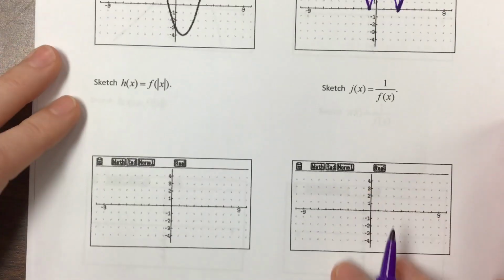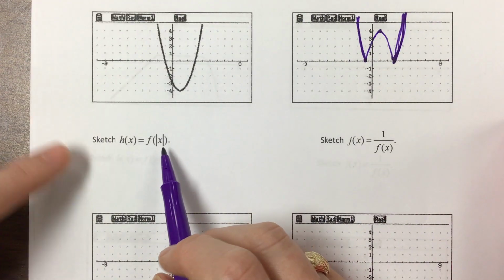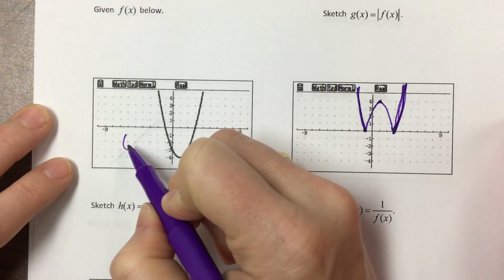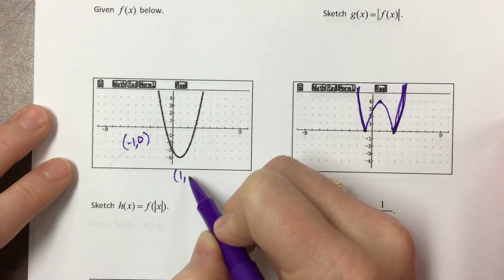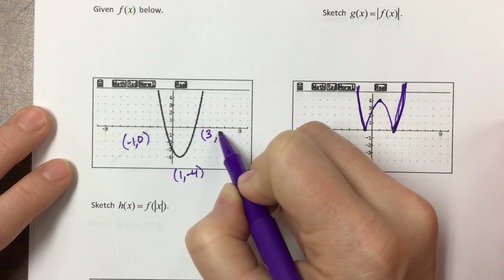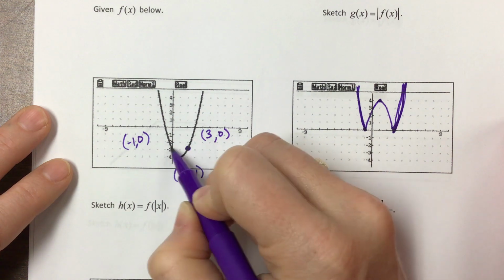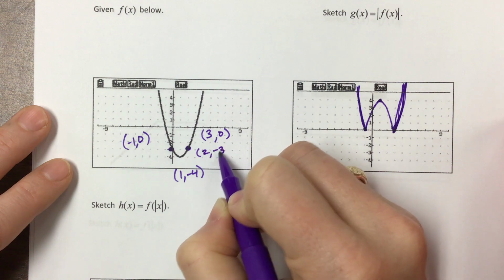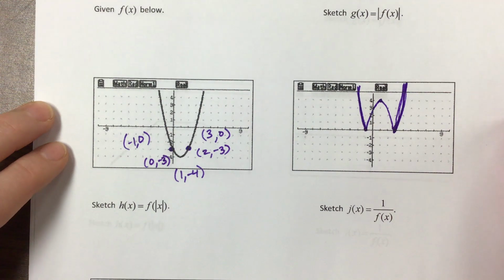The next one, it's the absolute value of x here. If you think about this, on this original graph I had the point negative 1, 0. I had the point positive 1, negative 4. And I had the point 3, 0. And I had this guy right here and this guy right here look nice and pretty. So this was 2, negative 3, and this one was 0, negative 3. Those are some of the points that I know on that graph.